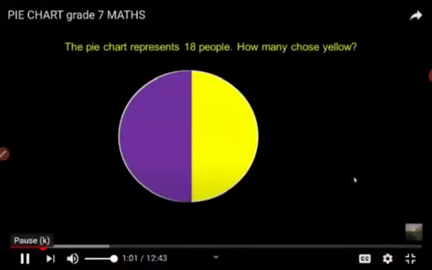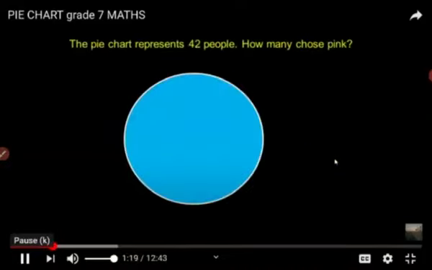The pie chart represents 18 people. The question is, how many chose yellow? If you look at this pie chart, the whole of the data is divided into two parts, purple and yellow. The whole is 18, then the yellow is obviously half of 18, which is 9. The pie chart represents 42 people. How many chose pink? Do you see any pink here? So, nobody chose pink.